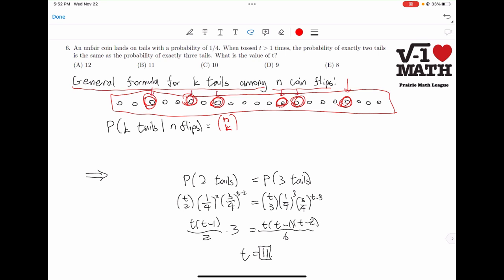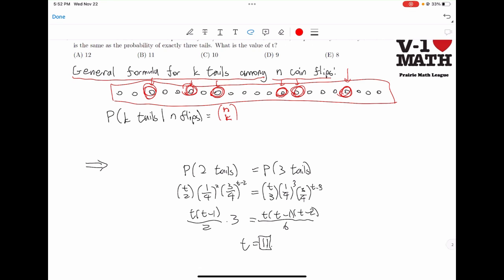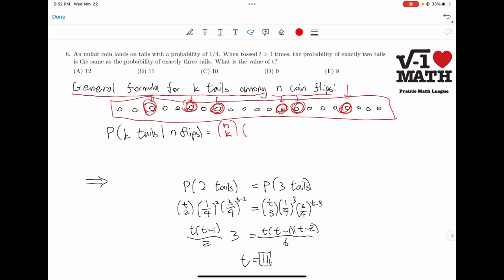Then we see that the probability of getting the tails is going to be the probability of tail, which is 1/4, to the power of K, because we have K tails, and we're just going to multiply them together. And now we also have to find the heads, which have probability 3/4, and there are N minus K of them, because there are N in total. So this is the general formula.